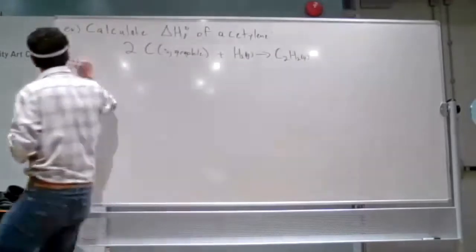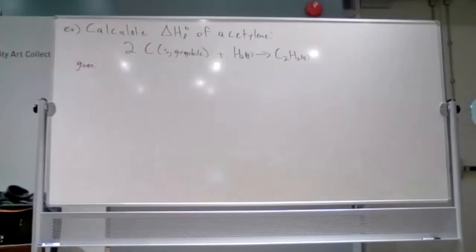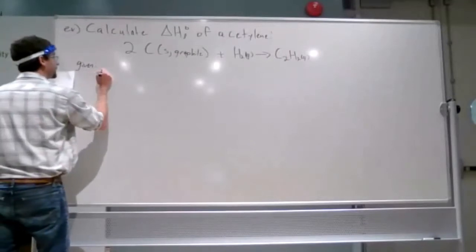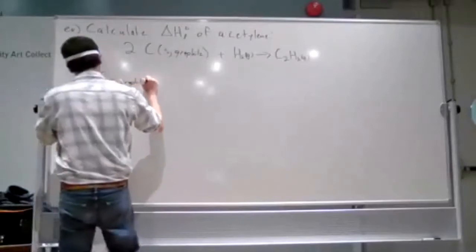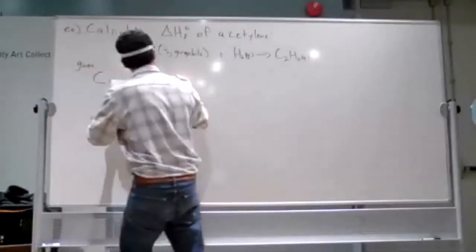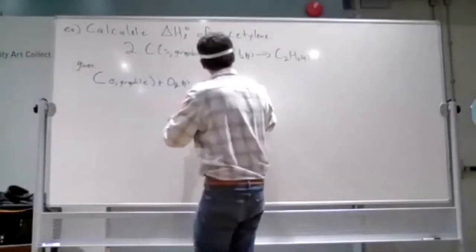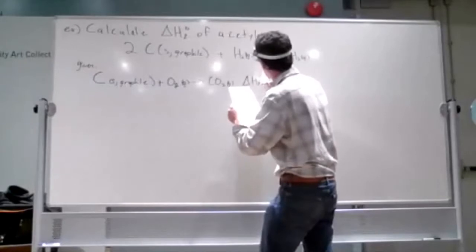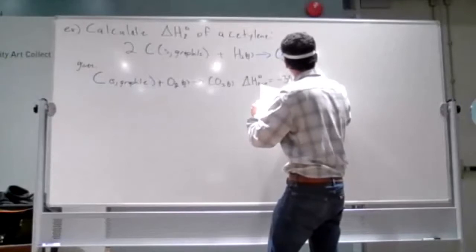You're given, I'm going to write physical states on here. Physical states do matter when you're considering heats of formation, but we can be kind of lazy and leave them off. But just know that sometimes they do matter. Solid graphite plus O2 gas gets us to CO2 gas. Delta H reaction is equal to negative 393.5 kilojoules per mole.